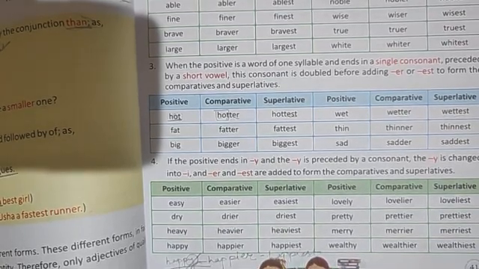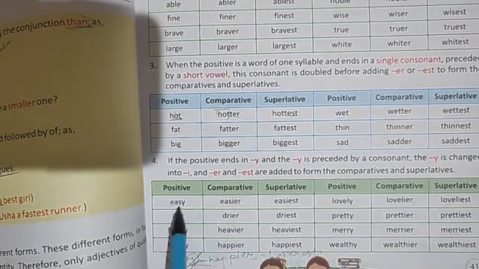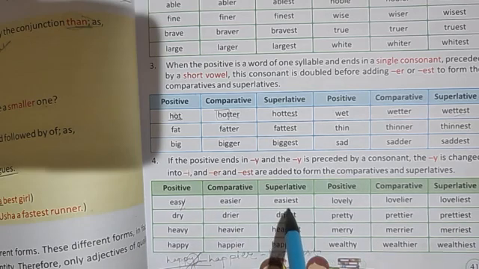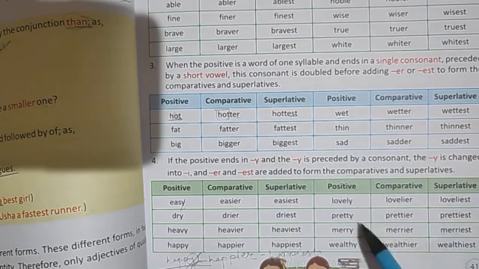H-A-P-P-I-E-S-T. What is another example? Easy, E-A-S-Y, ending with y, before y we have a consonant, s. So y will be struck off, i will be added along with er, and again i will be added along with est. Lovely, same, pretty, merry, wealthy. Lovely becomes lovelier, loveliest. Pretty becomes prettier, prettiest. Merry becomes merrier, merriest. Wealthy becomes wealthier, wealthiest. Okay.